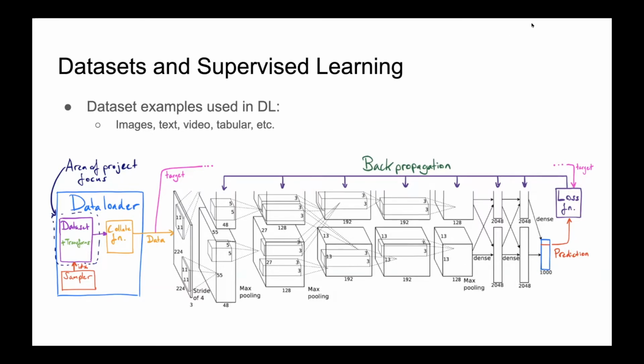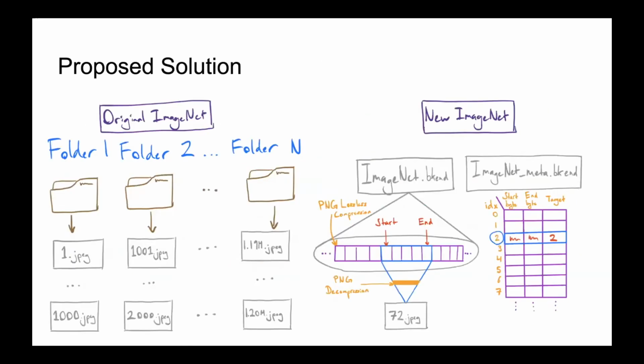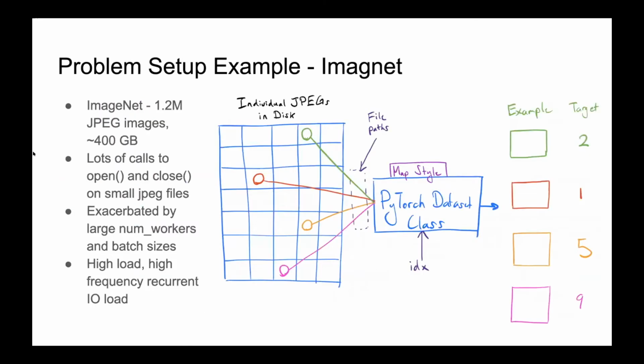Once the data goes into the model, your model will make a prediction. The prediction with the target will go into your loss function, and then that will backpropagate to the rest of your model. So that's just a brief intro to how our data loader will interact with our models. Let me just hit next. Oops. So here's our problem.